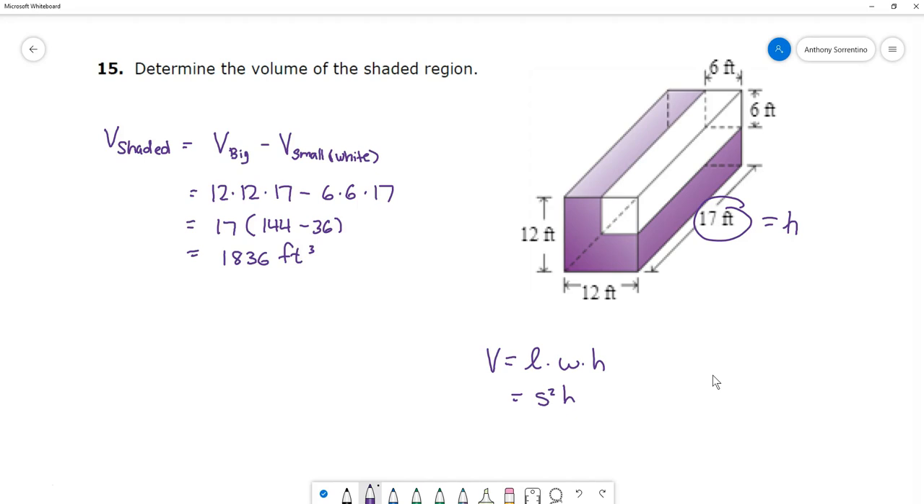So basically anytime you're looking for a shaded region, you just have to try to find the two shapes, one is a bigger region minus the shape of another region that causes you to have like a hole of some sort, and that's how you figure it out. It's always through a subtraction.